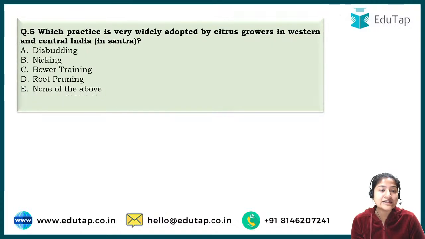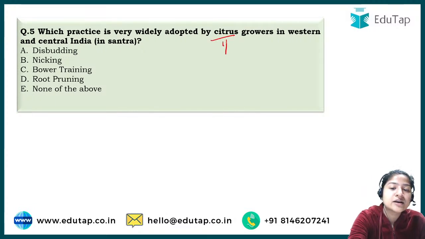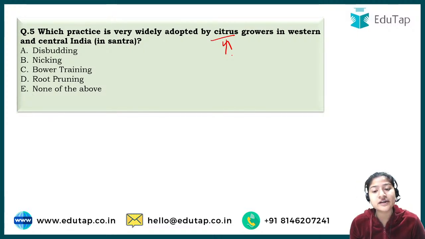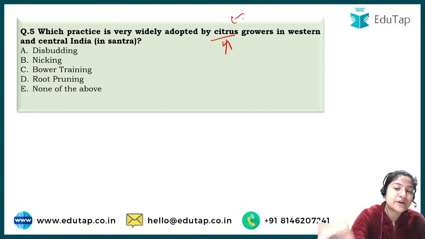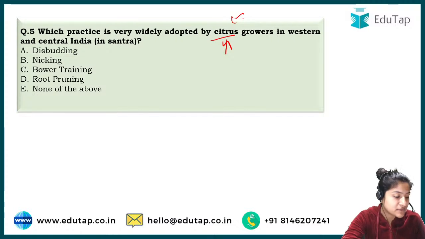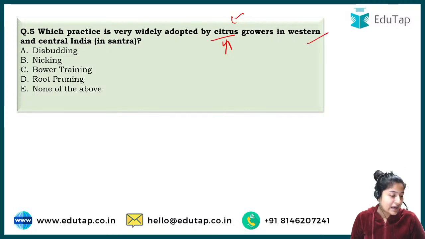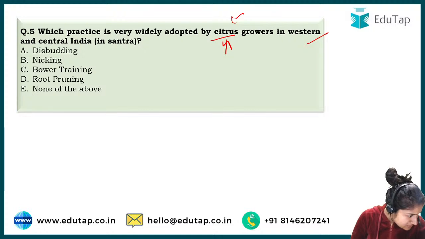And now let's move ahead to the last question of today, of the new year: which practice is very widely adopted by citrus growers in western and central India? So we are talking about citrus fruits over here. Which one of the following is the practice followed in citrus, especially here in India, specifically western and central India? Do tell me the correct answer of this.